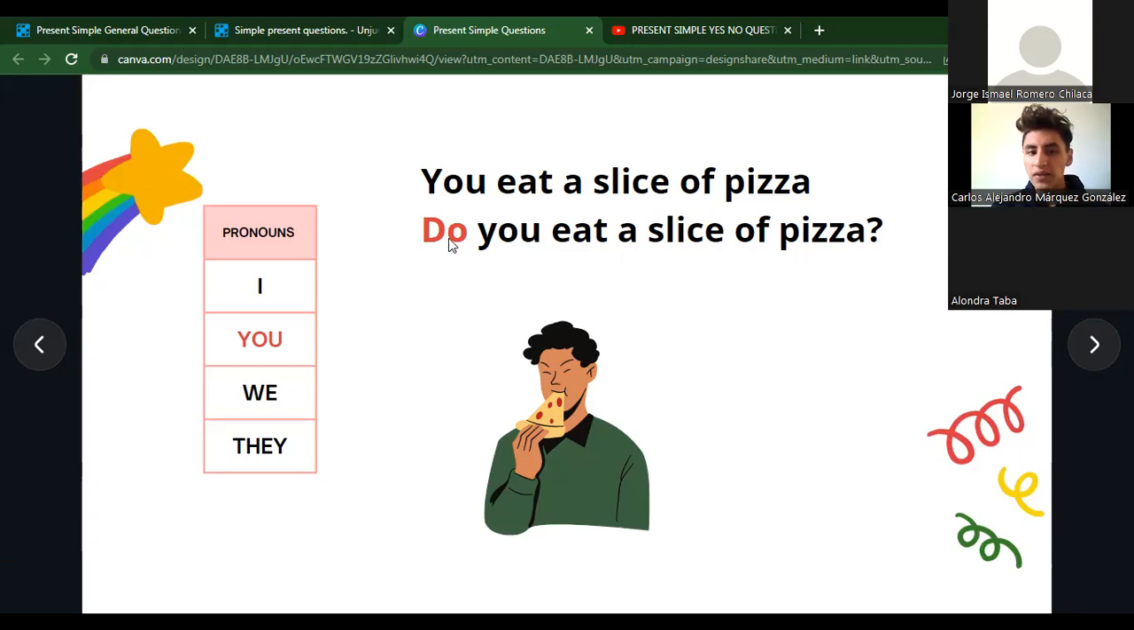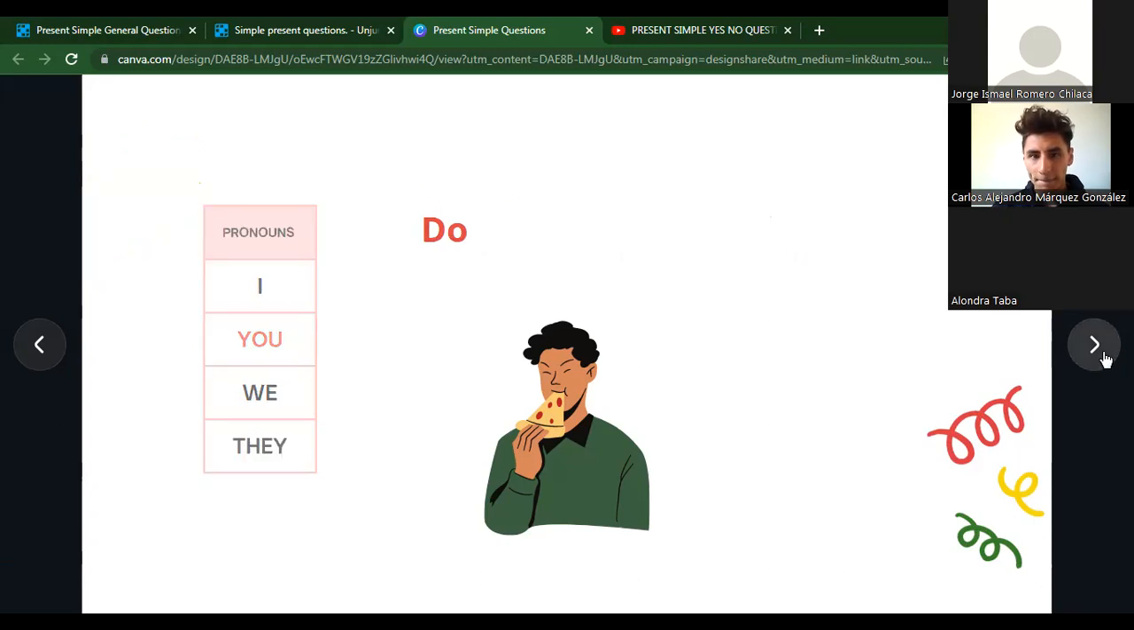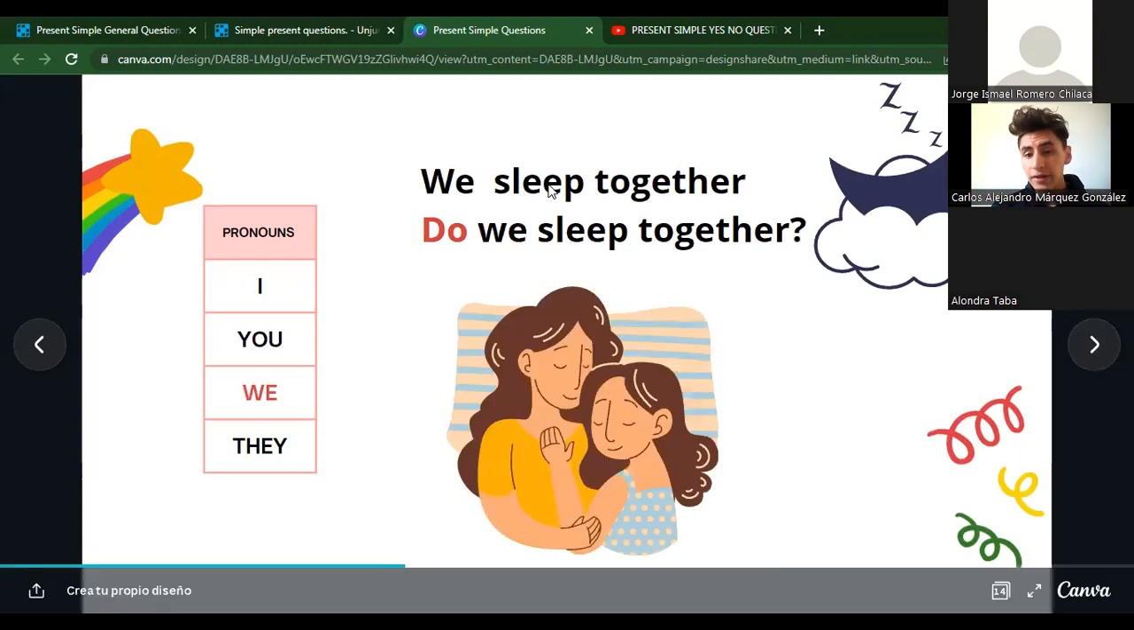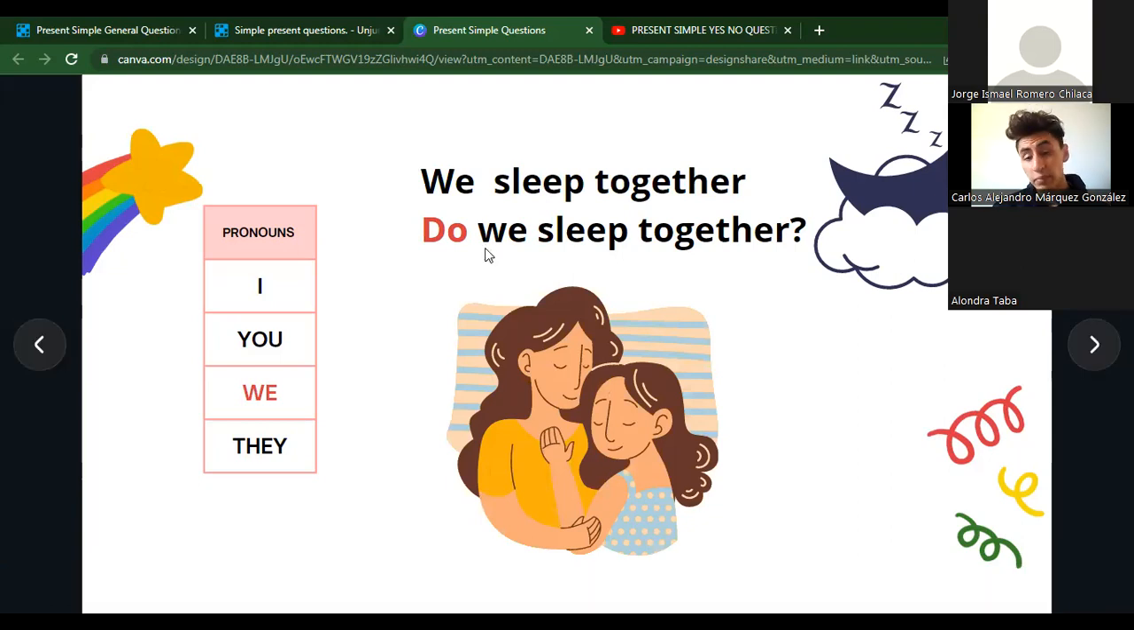Remember that we use do for those subject pronouns, which are I, you, we, and they. Don't forget about it. We sleep together. And the second one, remember, it's a question. Do we sleep together?